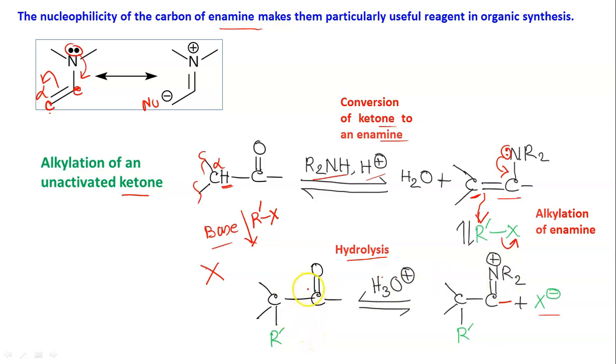So basically by using enamine, we are making this unactivated ketone activated, because now this carbon will be nucleophilic in nature, because the lone pair over nitrogen will be pushed and an N=C double bond will be formed. As a result, there will be a negative charge over this carbon. So this is the utility of enamine in organic synthesis.